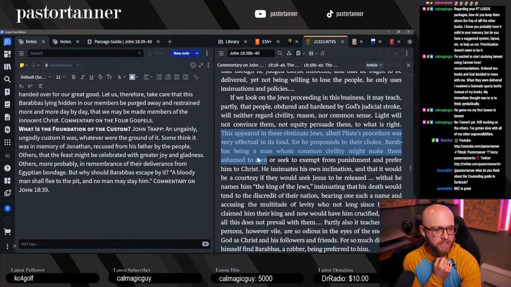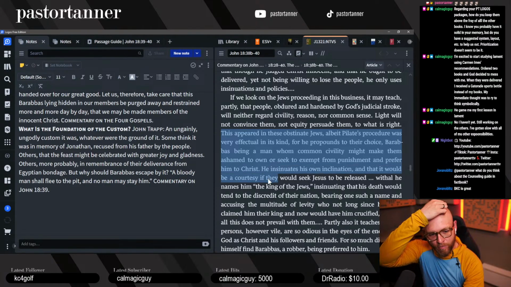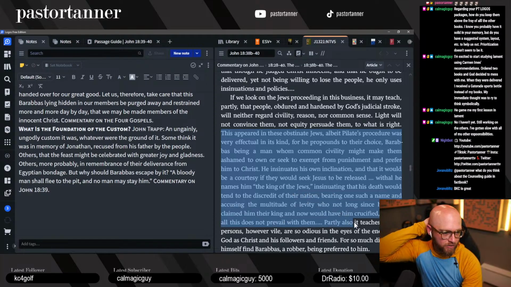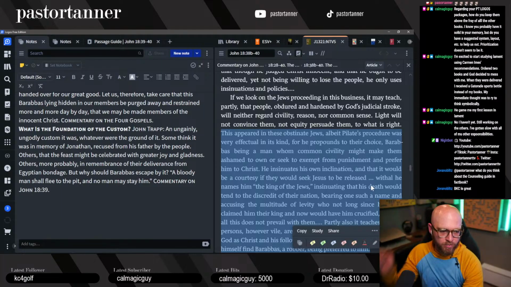He insinuates his own inclination, and that it would be a courtesy if they would seek Jesus to be released. Withal, he names him King of the Jews, insinuating that his death would tend to discredit their nation, bearing one such a name and accusing the multitude of levity, who not long since had proclaimed him their king, and now would have him crucified. Yet all this does not prevail with them. Partly also it teaches that no persons, however vile, are so odious in the eyes of the enemies of God and Christ and his followers and friends, for so much did Christ himself find Barabbas, a robber, being preferred to him.